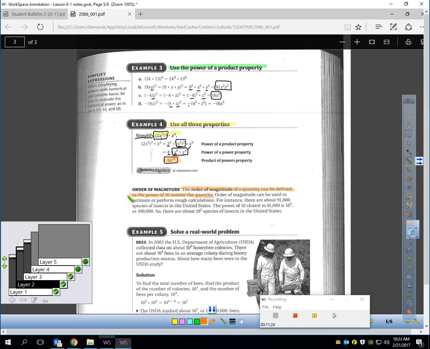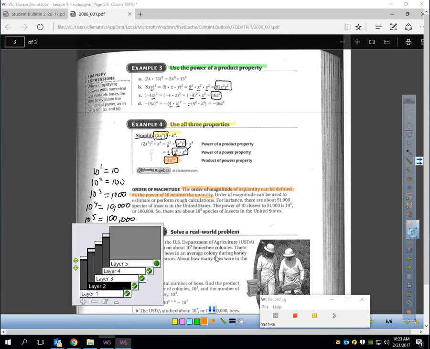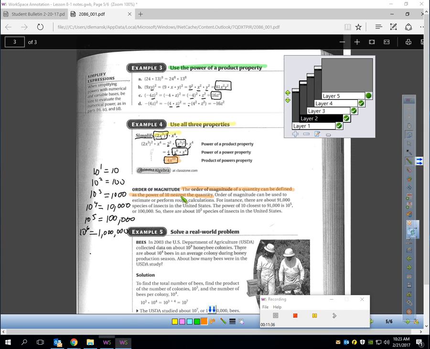Let's talk about the term order of magnitude. It's very simple. The order of magnitude of a quantity can be defined as the power of 10 nearest the quantity. So that might sound a little complicated. It's very easy. First of all, power of 10 means the following.